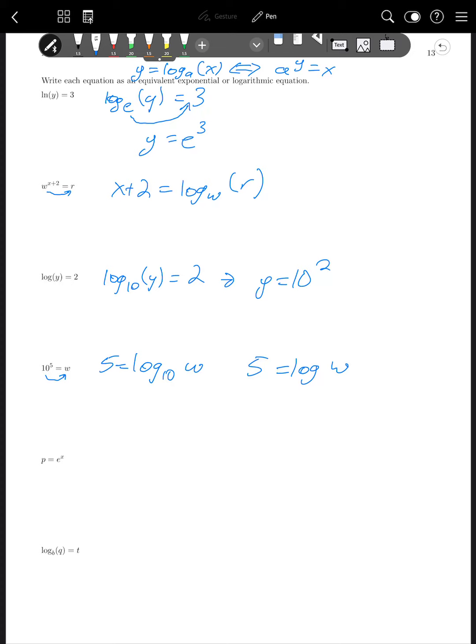A similar thing's going to happen here. I'm going to bring the e to the other side. So that's going to be the natural log of p equals x, right? Because log base e is the natural log. And last but not least, the b moves to the other side and becomes the base of an exponent. So q equals b to the t. Okay, so that's one thing we need to be able to do. We need to be able to write equivalent logarithmic and exponential equations. And that's fairly easy once you get the hang of it.